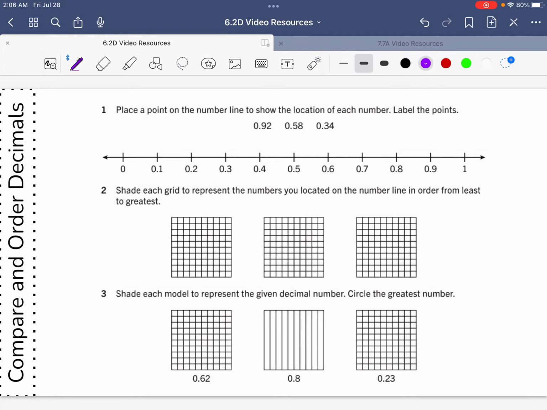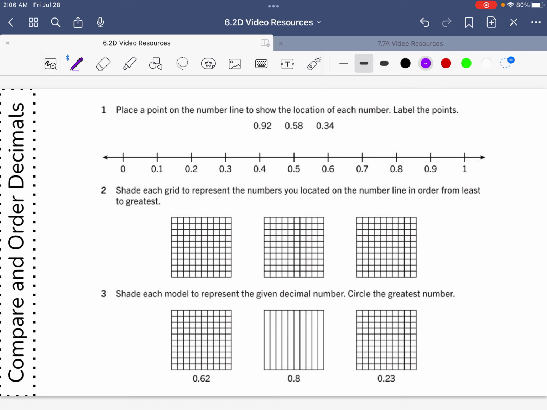Hey guys, today we are comparing and ordering decimals. So if I take a look at the first question given, it tells us to place a point on the number line to show the location of each number. So I have the first point, which is 92 hundredths, the second point, which is 58 hundredths, and the third point, which is 34 hundredths.